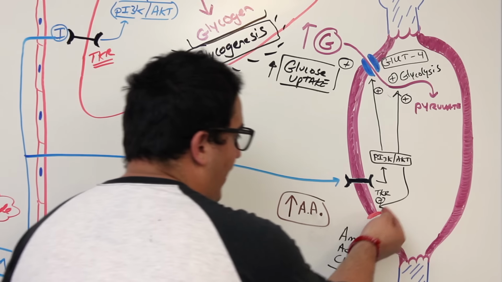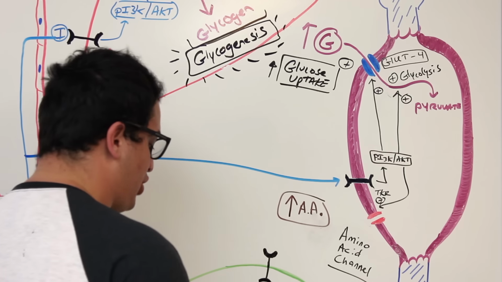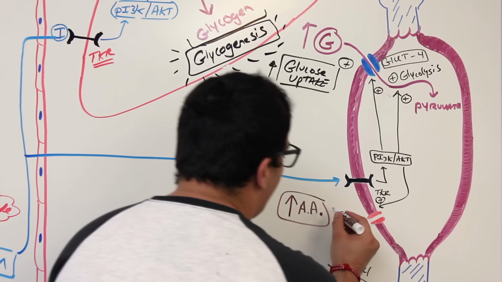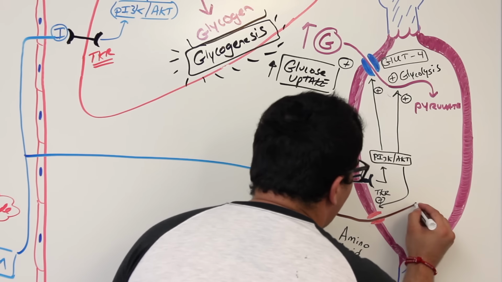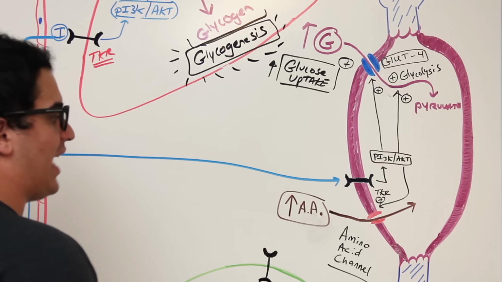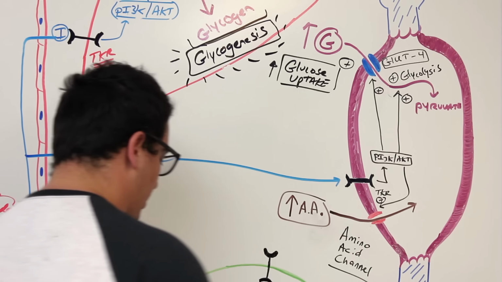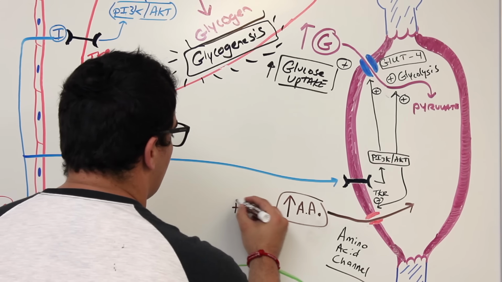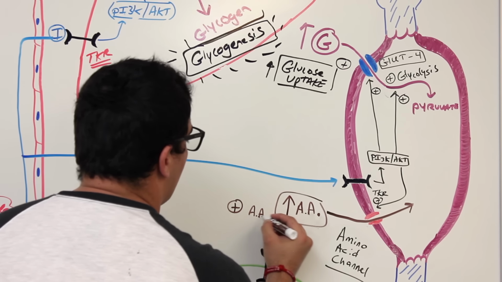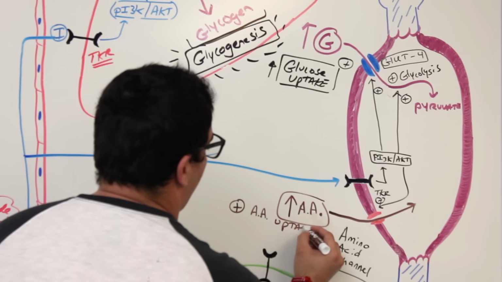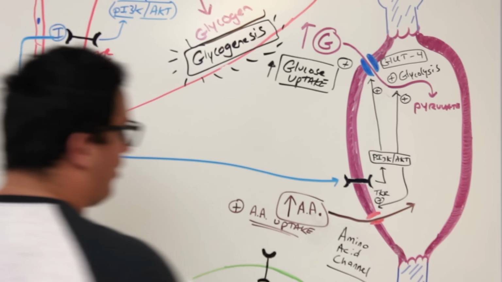Insulin takes that to his advantage and he stimulates these amino acid channels and helps pull these amino acids into the muscle cell. So it stimulates that. What's that called whenever you're increasing the activity of these amino acid channels? It's stimulating amino acid uptake. Okay, that's one thing.